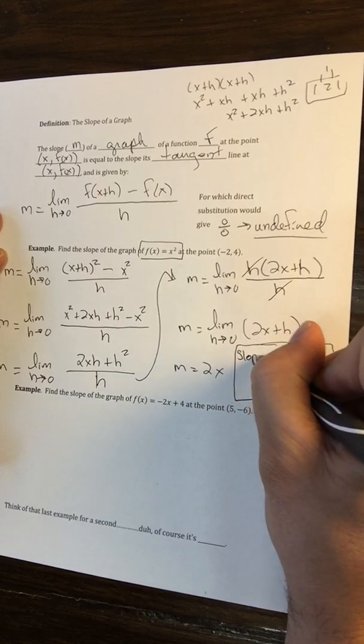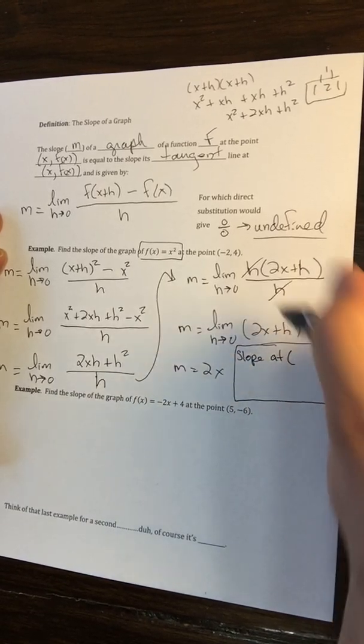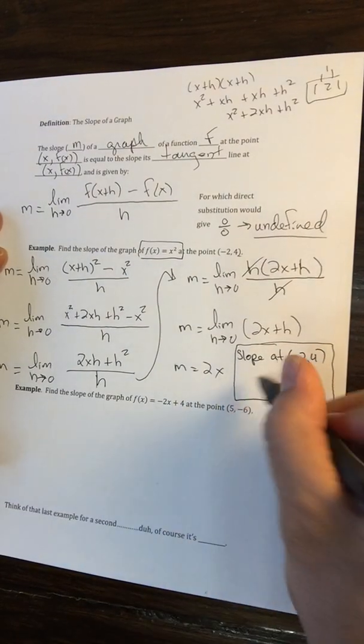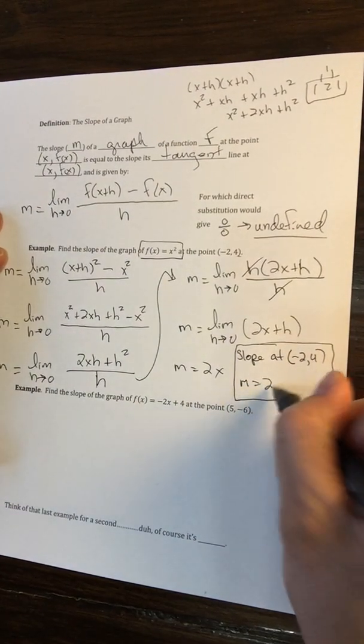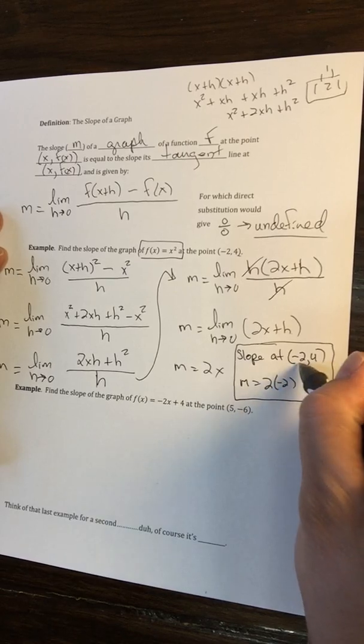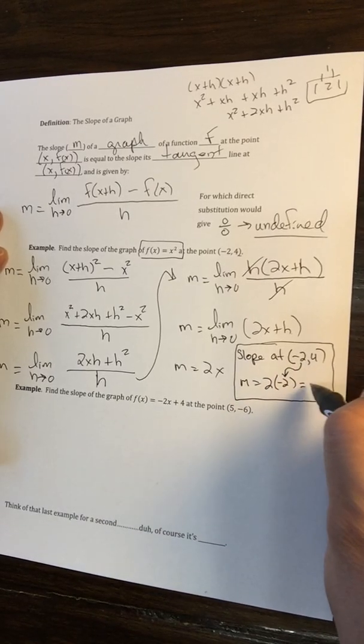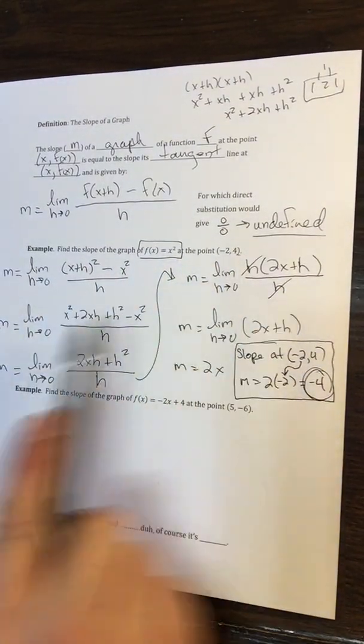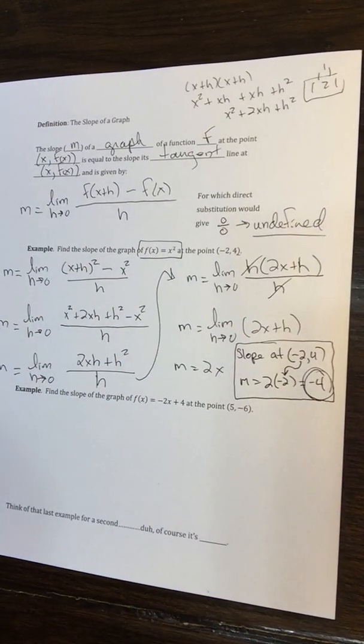Slope at the point negative 2, 4 goes like this. I got my slope formula. It's 2 times x, so I'm going to put my x right there. And I get negative 4 as a slope. The answer to that whole problem is negative 4. That's it. That's the answer to the whole problem.